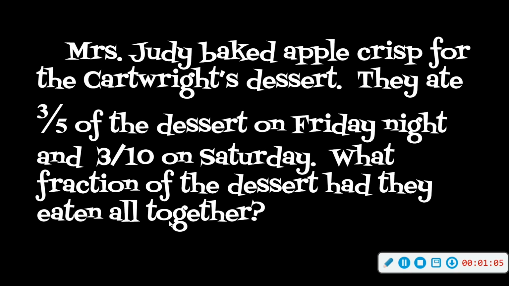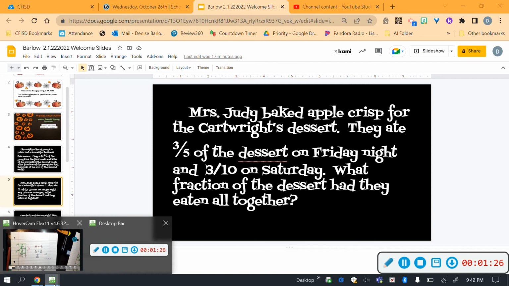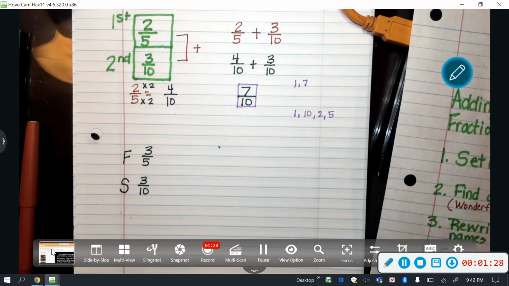Then it says that on Saturday, so I'm going to record an S for Saturday, and beside that I'm going to put the fraction 3/10, because on Saturday they ate 3/10. So now that I have that information and I'm thinking about how much did they eat all together, this is what I have.